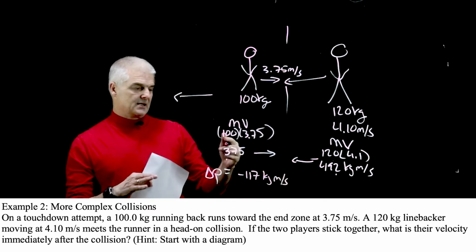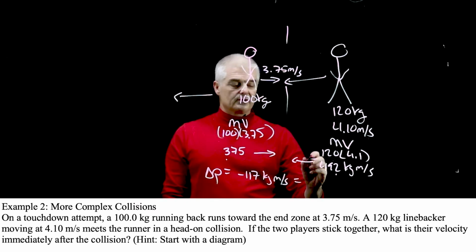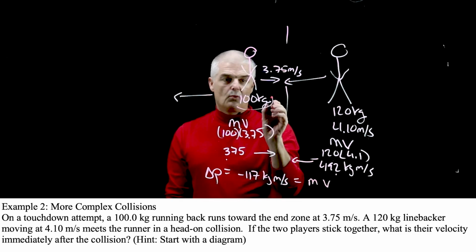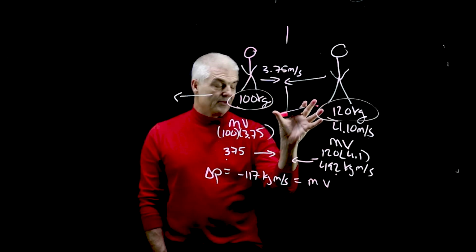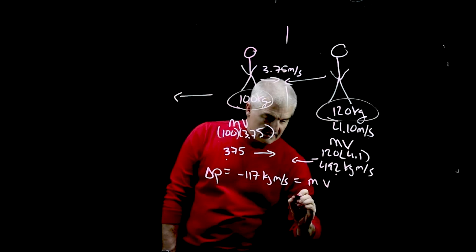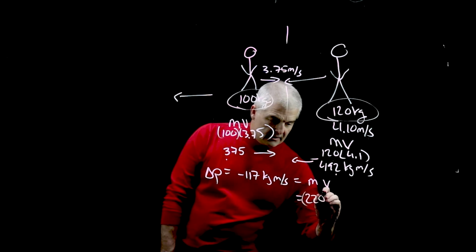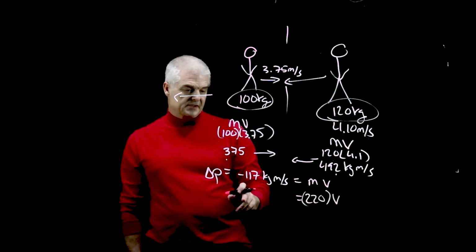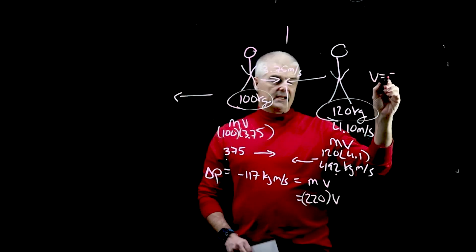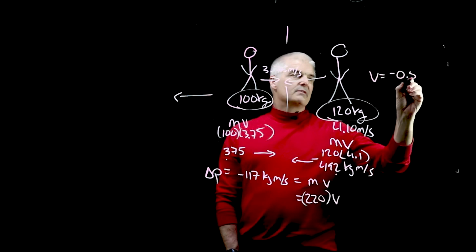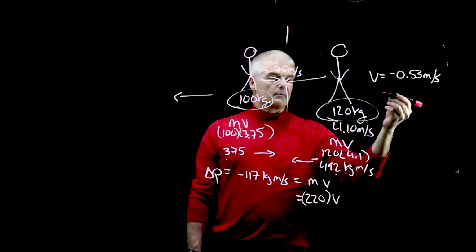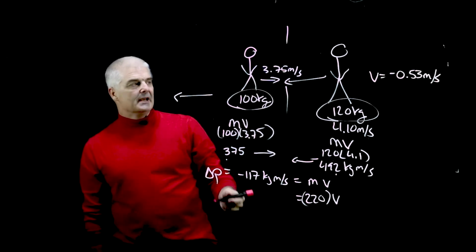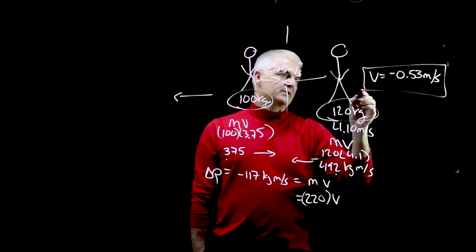Because they stick, we can set that equal to the final condition, which will be mv. Their final m is going to be 100 and 120, because now their mass is bigger, so that's going to be equal to 220 times v. We divide both sides by 220, and because this is negative, we get v to be negative 0.53 meters per second. So this guy's going to drive this guy backwards, and they're going to be moving, at least at the beginning, at negative 0.53 meters per second.